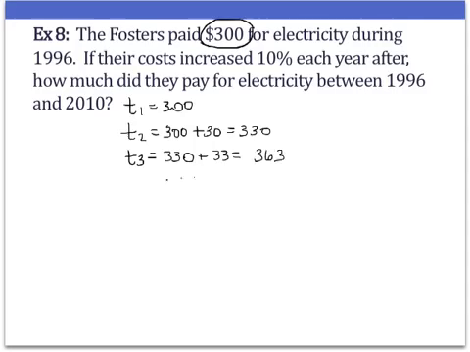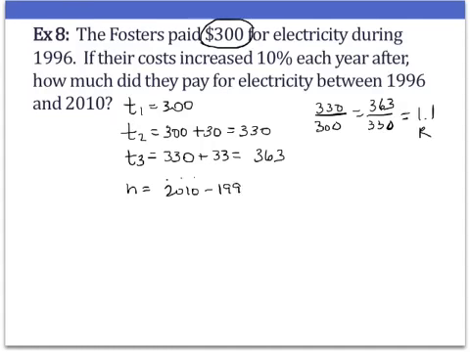Well, this isn't arithmetic, this is geometric. If we divide 330 divided by 300, and then 363 divided by 330, you're going to get 1.1, and this is the rate. And my n is the difference in my years. So this is 14.